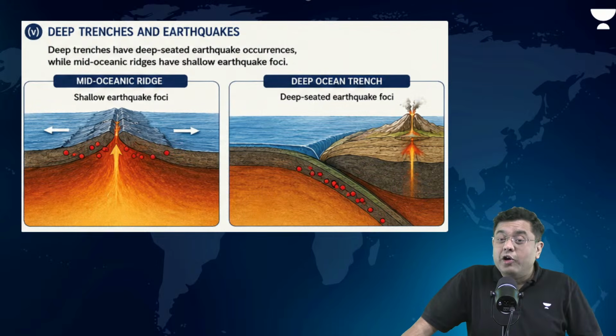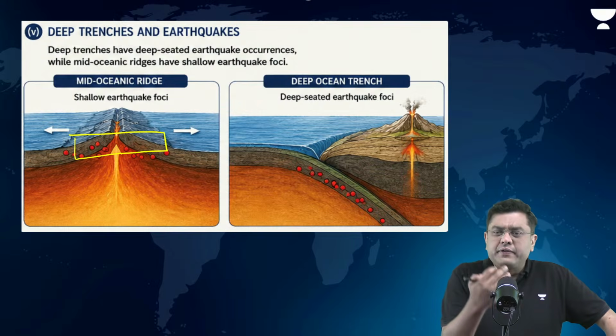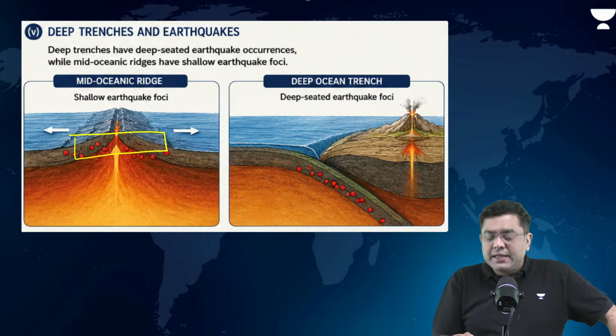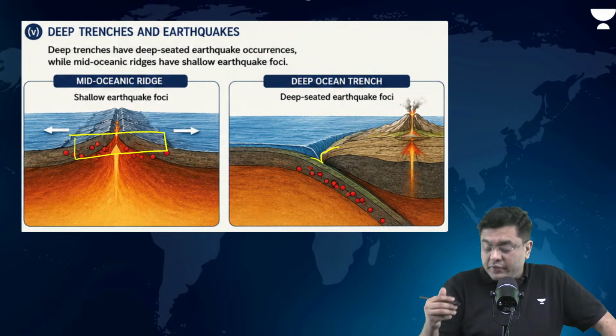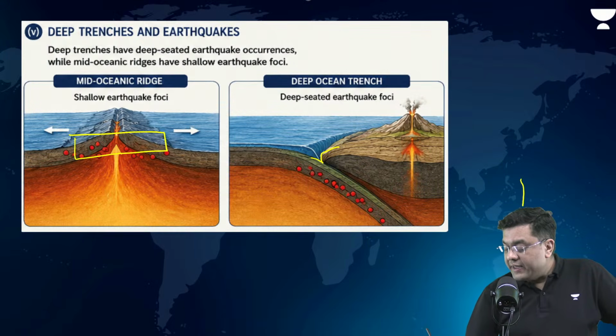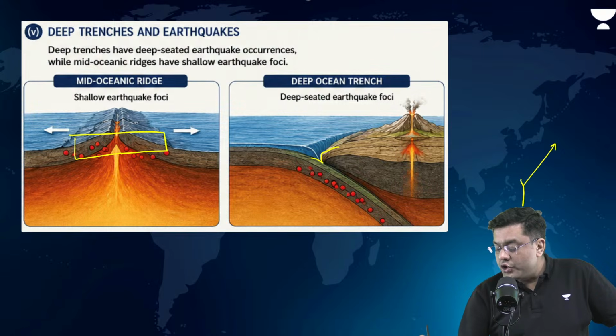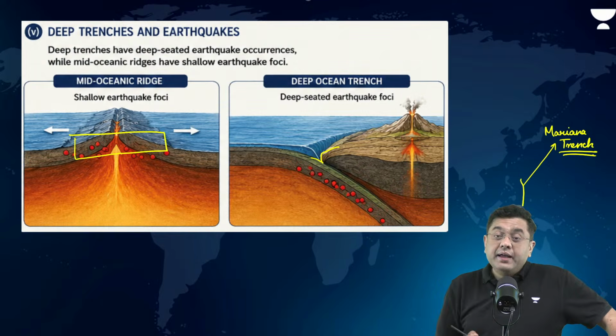In the regions of the mid-oceanic ridges, you have shallow focus earthquakes, mild earthquakes which are experienced. But in the regions referred to as oceanic trenches, the deepest portions of planet Earth, for example the Mariana Trench, the deepest trench of planet Earth. What is the depth of the Mariana Trench? Let me know in the comment section. Now, in these areas, you have earthquakes as well.